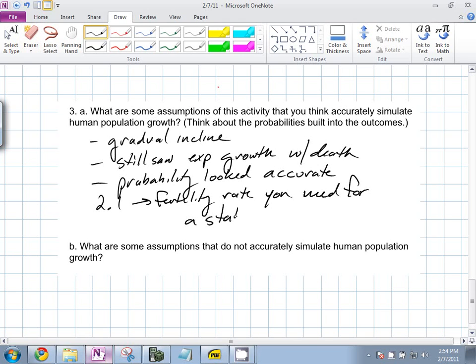Now, the real big question is where does that 2.1 come from? That's a really interesting question, but that's not something we're going to get into. But in this case, whenever a family has babies in our model with these beans, how many babies did they have? 2. They had 2. And then that family was taken out of the parenting pool.